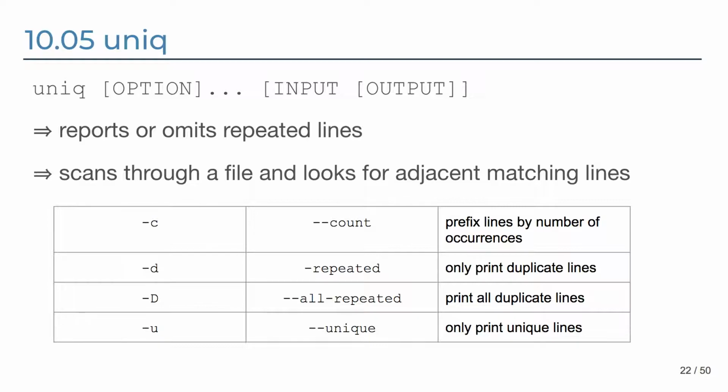The basic option here is -c, for count, which reports the count of the adjacent matching lines. Then you have flags like -d, for example, if you want to print just duplicate lines, or capital -D if you want to print all duplicate lines, and also -u if you want to print only unique lines, those which do not have a duplicate following.